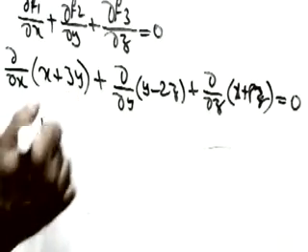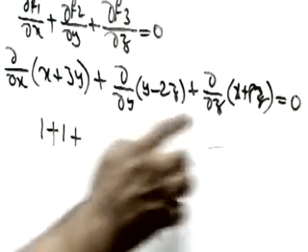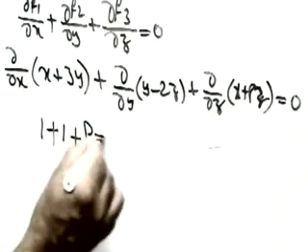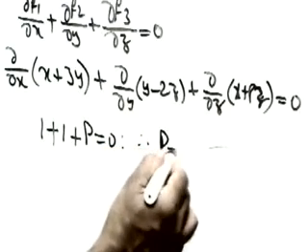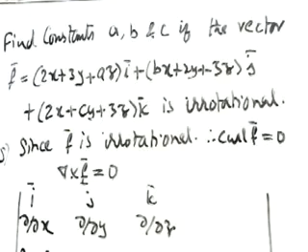Now differentiation with respect to x: x is 1, this is constant, 0. Plus differentiation of y is 1, constant is 0. Plus differentiation with respect to z: z is 1, 1 into p equals 0. Therefore 1 plus 1 is 2, bring p on the other side, it will be minus 2. So the value of p is minus 2.